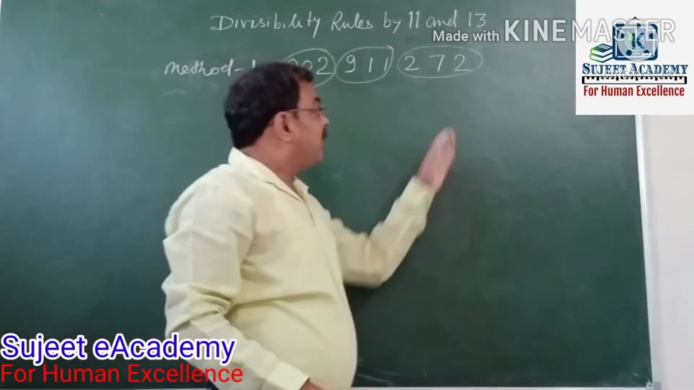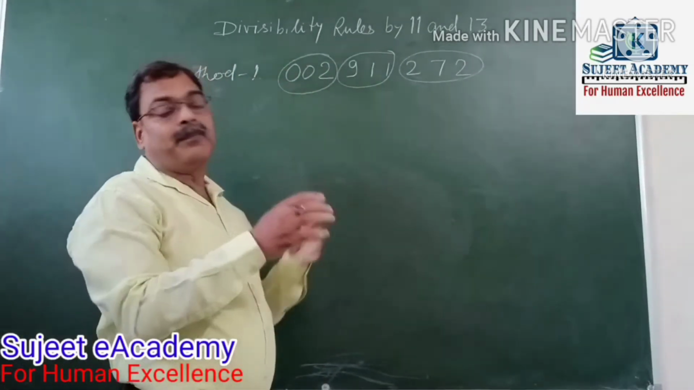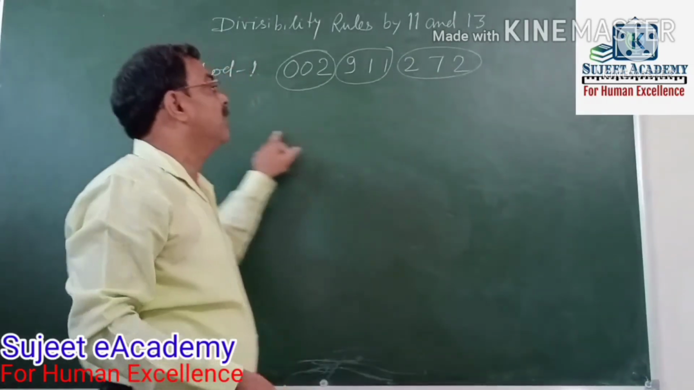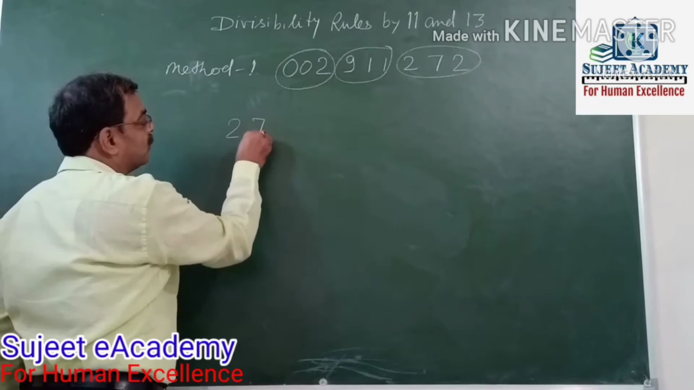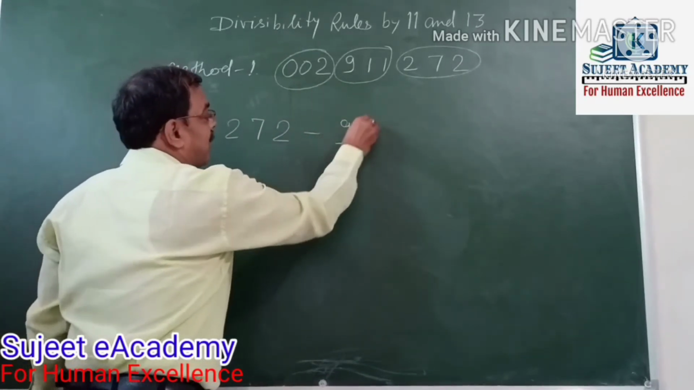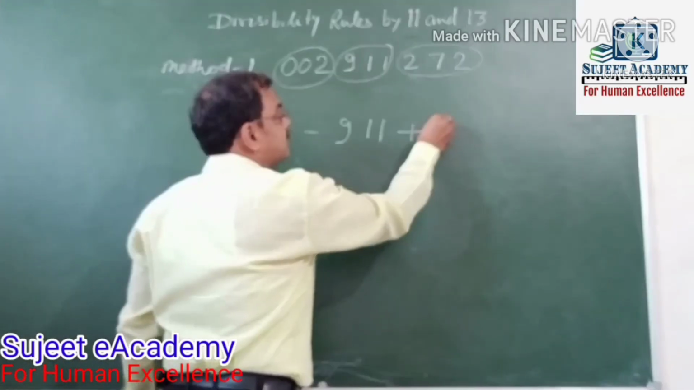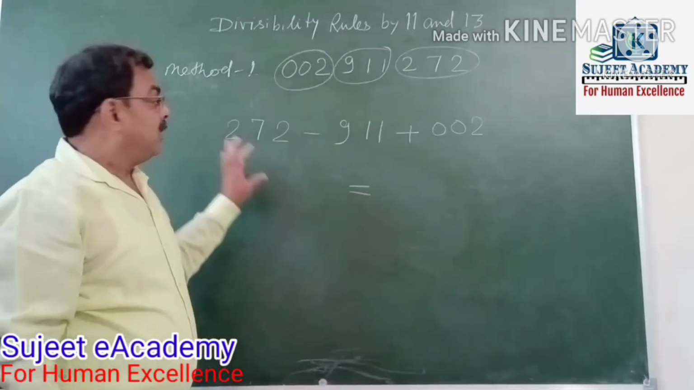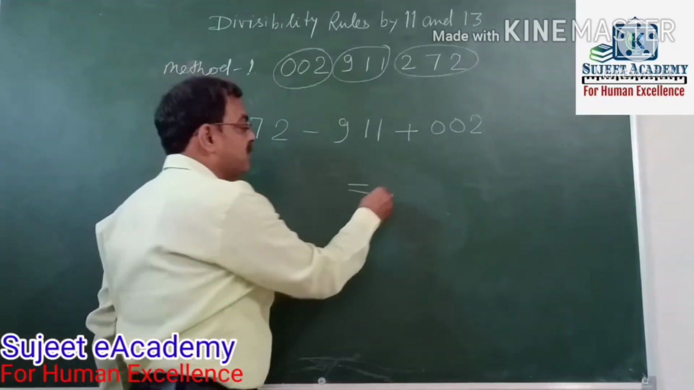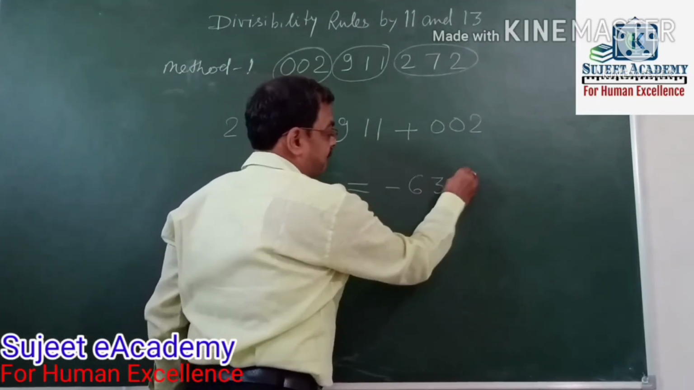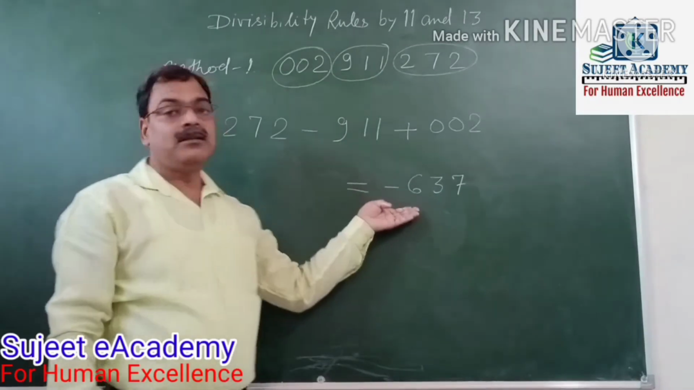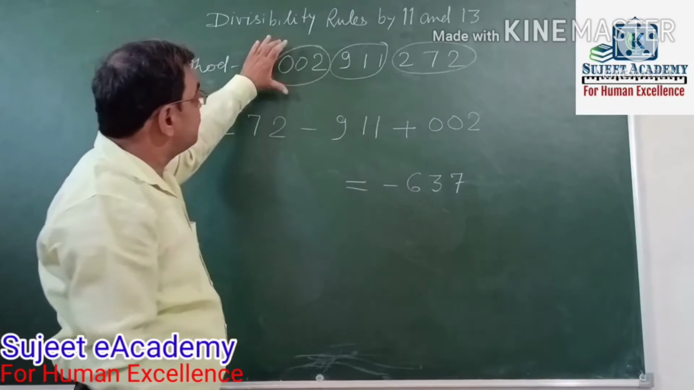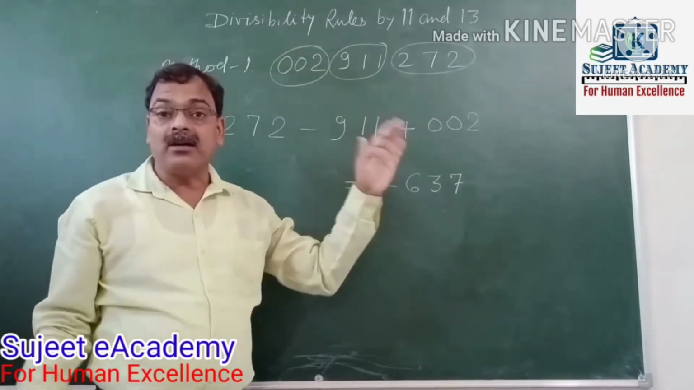Now you sum up with alternate positive and negative signs from the reverse order. 272 minus 911 plus 002. You find that the complete solution of this number is 637. This 637 is divisible by 13. Hence, this big number is also divisible by 13.